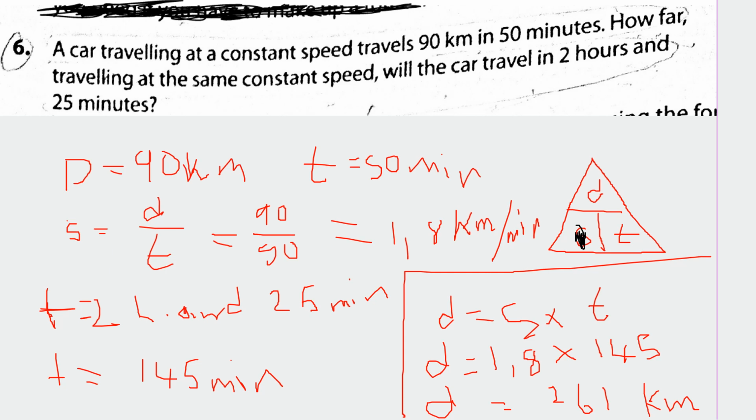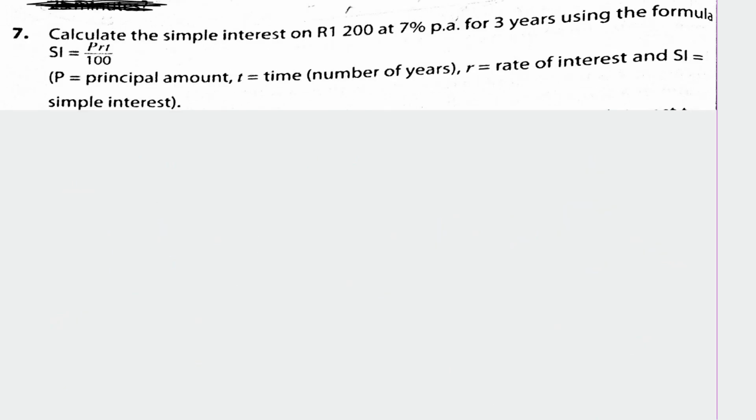Okay, so now let's move to the next question. In the next question, they say calculate the simple interest on 1,200 at 7% per annum for 3 years using a simple interest formula. They have already given us the simple interest formula. On the formula, P stands for what? For principal amount. A principal amount is an amount that you put in the bank so that it can grow interest.